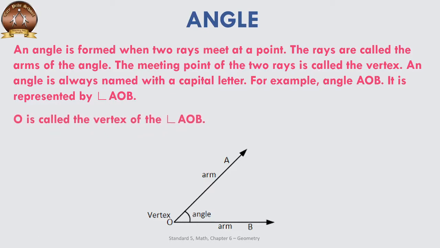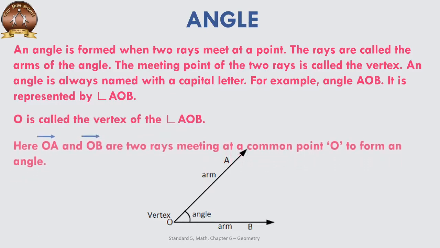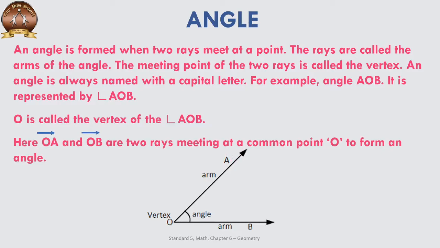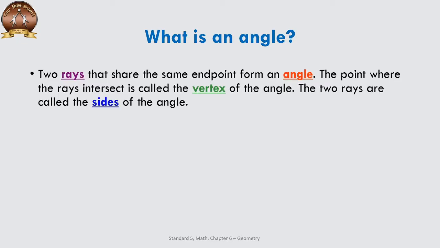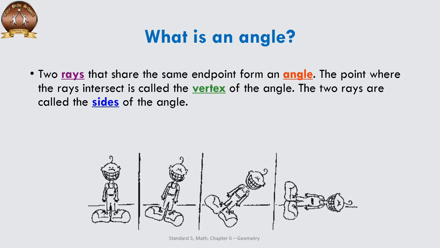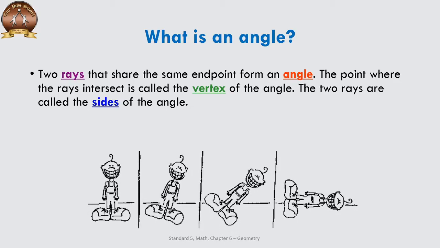O is called the vertex of the angle. OA and OB are two rays which meet at the common point O to form the angle AOB. Now what is an angle again? Two rays that share the same endpoint form an angle. The point where the rays intersect is known as the vertex and the two rays are known as arms or the sides of the angle.